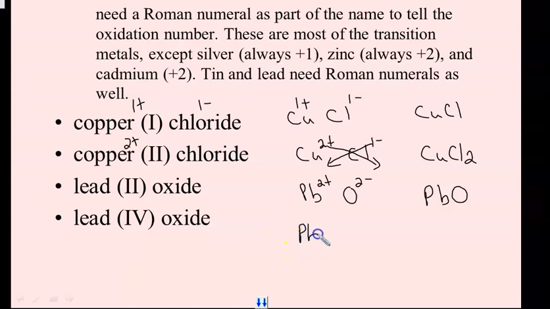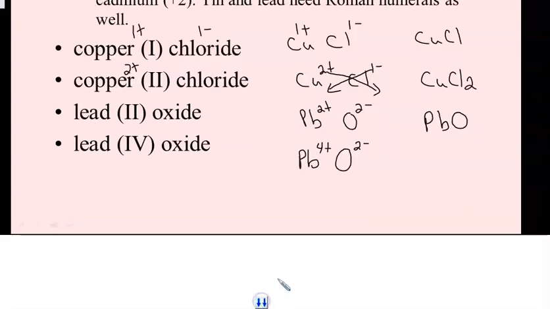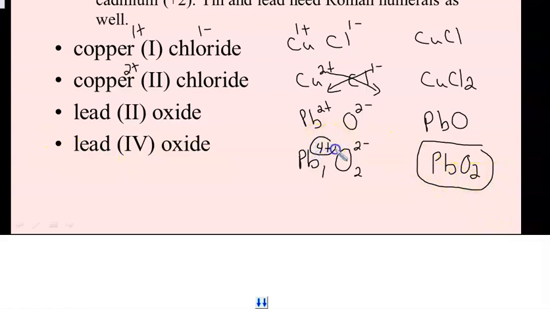So this lead is a 4 positive and this oxygen is a 2 minus. If I do the algebra method, the number that they both will go into is 4. 4 will go into 4 1 time, and this will go into it 2 times. PbO2. That is the formula for lead Roman numeral 4 oxide. Isn't that strange? There's no 4 in that formula whatsoever. But again, the Roman numeral is the charge, not the number of lead ions there are.